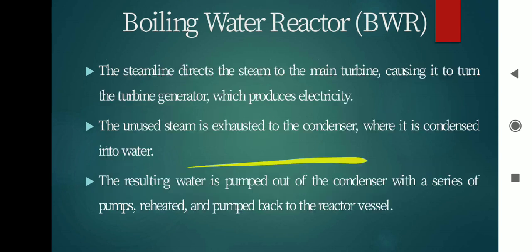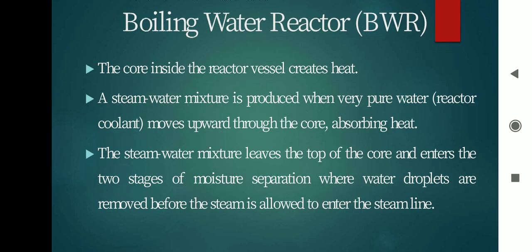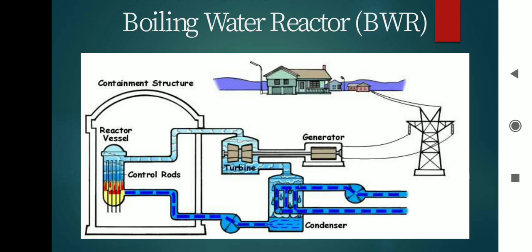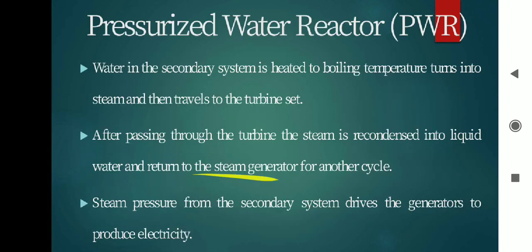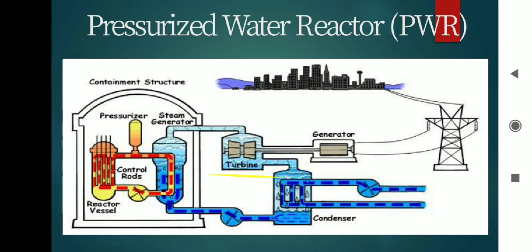Next, in the pressurized water reactor, the pressure we are maintaining is 155 bar. In the boiling water reactor, we are maintaining only 75 bar. So that is the difference between the pressurized water reactor and the boiling water reactor. From the examination point of view, these two are very, very important. You have to learn the diagrams very neatly and explain them in brief.